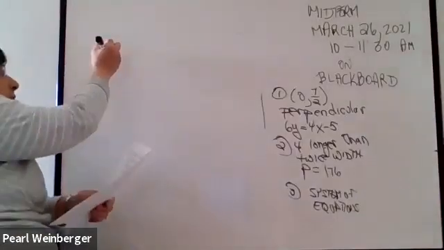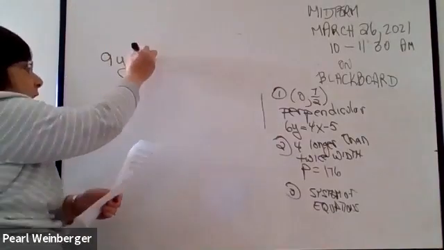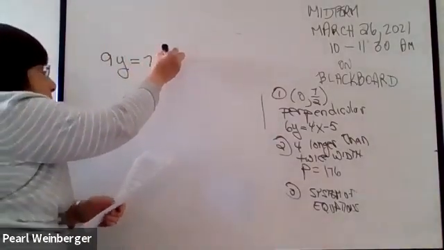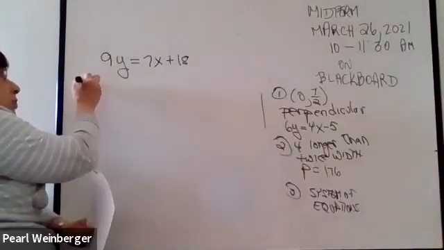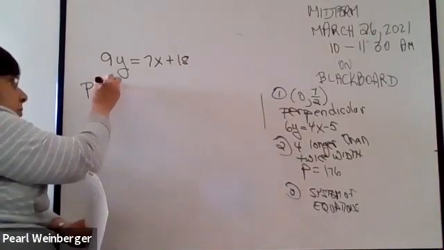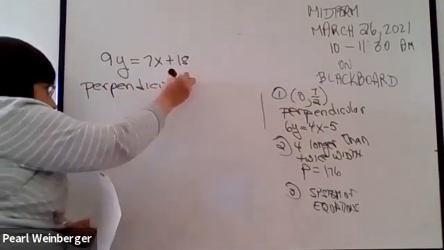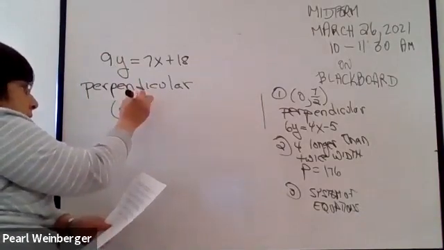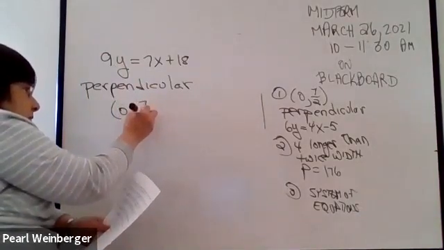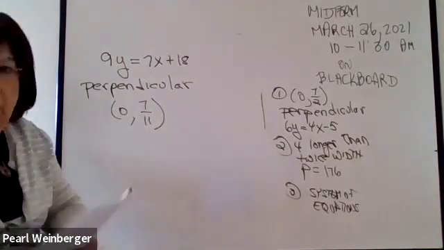Suppose I gave you this question. I have 9y equals 7x plus 18 as a line. I want to write the equation of a line that's perpendicular to this line and goes through the point (0, 7/11). How do we do something like this?